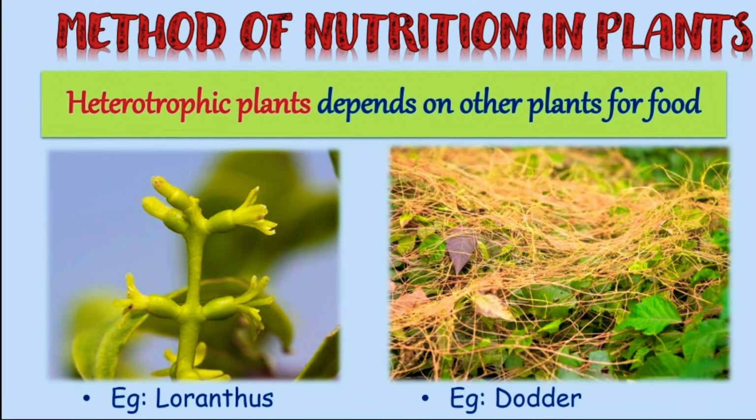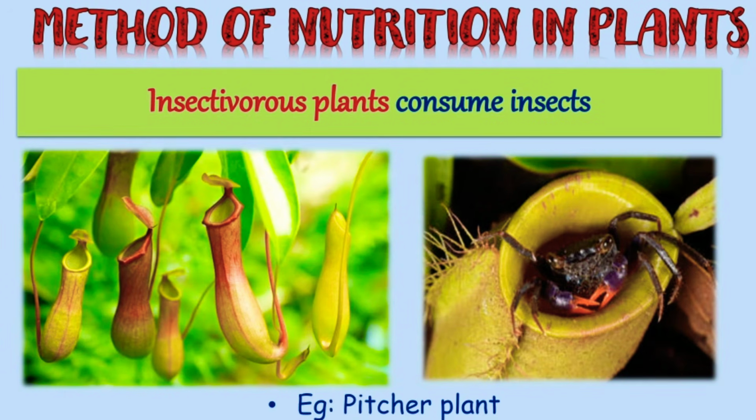Our third method of nutrition in plants is insectivorous plants. What do insectivorous plants do? They consume insects as their food. For example, the pitcher plant. As you can see in the picture, the plant traps the insects and then consumes them. So these types of plants are called insectivorous plants.